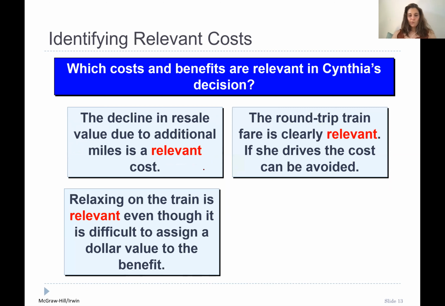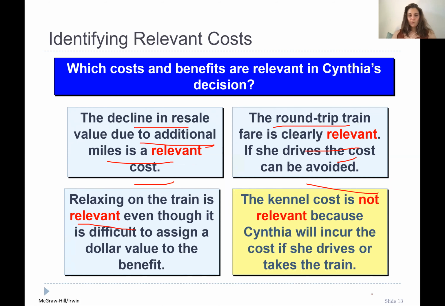Similarly, the decline in the value of additional mile is relevant. We talked about that. The round trip train fare is also relevant. The relaxing is also relevant, because it is difficult to assign a dollar value for the benefits. Even if there are dollar values, still it is relevant. The kennel cost is not relevant. Why? Because she's going out. Whether she goes by train or by her own car, she still needs to pay this $40 for kennel services.